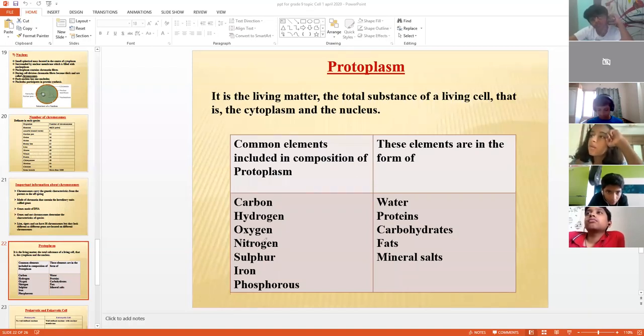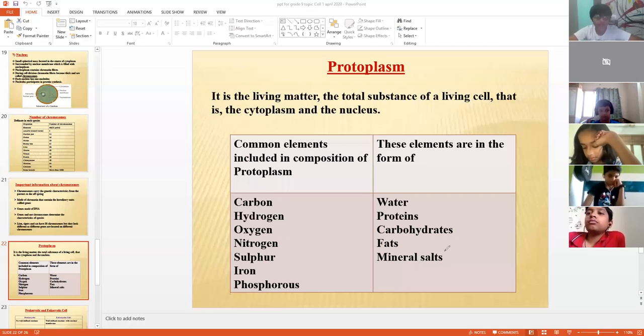So, children, here what is happening is all these elements, when they combine in different forms, give rise to water, proteins, carbohydrates, fats, and mineral salts. That means a protoplasm. Why is protoplasm said to be a living matter? Because it contains all the materials which are present in the cytoplasm and the material which is present in a nucleus.